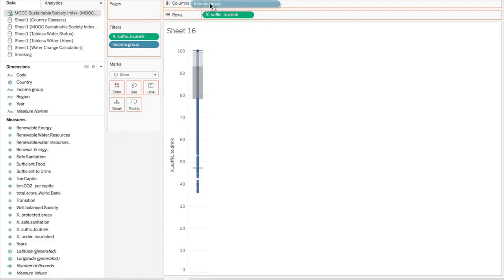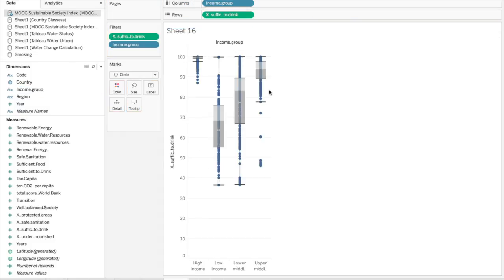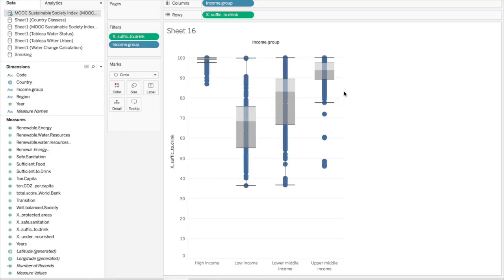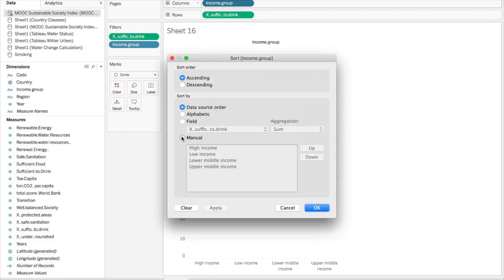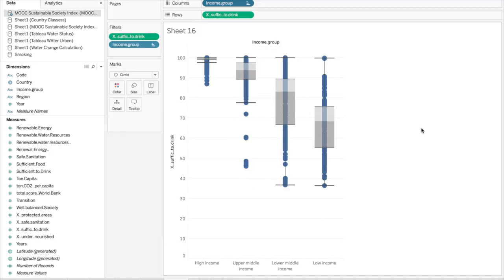Let's add in income group, and we can right away see that there is a lot of variation in the proportion of people in the country who have enough water to drink depending on that country's income group. The income group variable isn't in a very nice sorting pattern, so we'll right click on the income group and choose to sort that manually, and we'll make it go from low income to high income. And right away we can see that there is a definite trend.